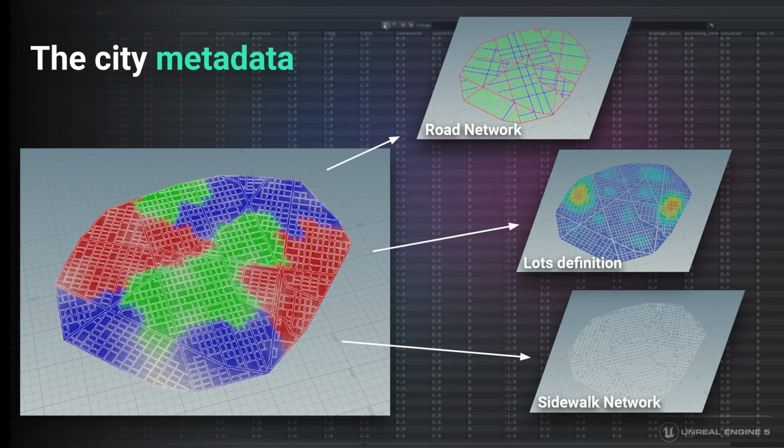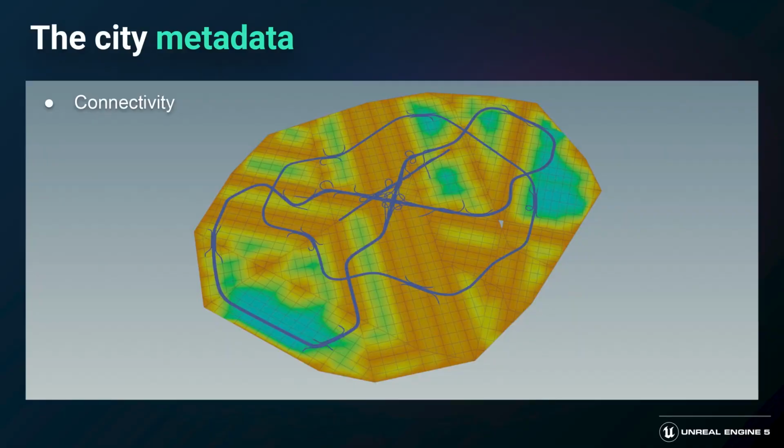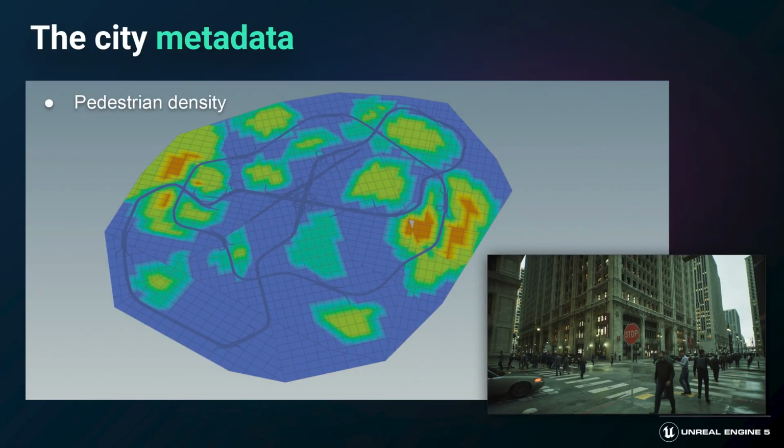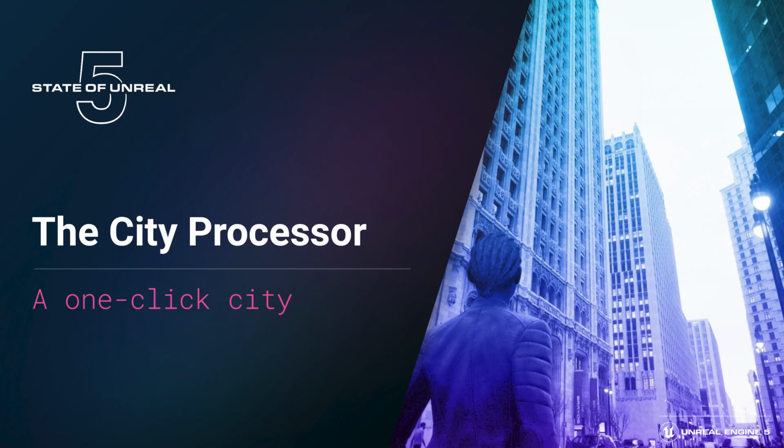That would include a road network, the lots definition, and the sidewalk network. Among many other attributes we could also find in there are the road connectivity, the traffic density, or the pedestrian density. With this soup of metadata ready, we can now feed the city processor and start the final creation process.